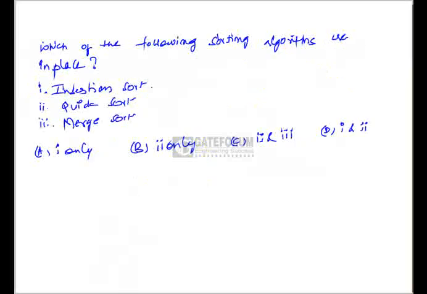In this question, 3 sorting techniques are given and we have to identify the sorting technique which is in place. A sorting technique is said to be in place if it doesn't use an extra array while sorting the elements. So here insertion sort and quicksort will not use an extra array while sorting the elements, whereas merge sort will use an extra array. So here insertion sort and quicksort are in place algorithms. So the correct option is option D.